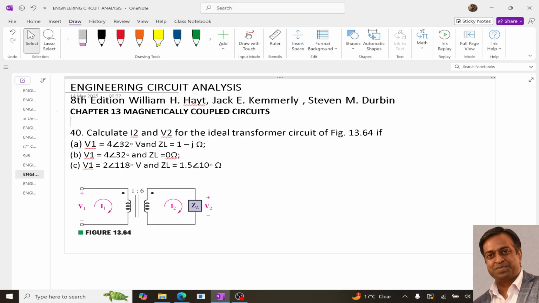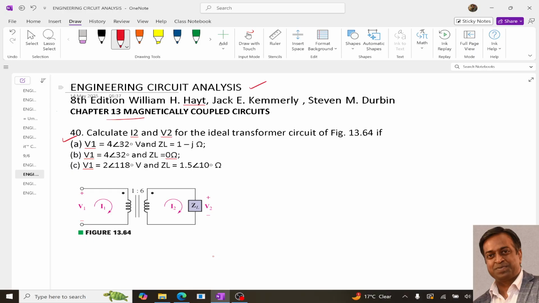Hello guys, in this video I am going to explain the solution of question number 40 of chapter 13 from the book Engineering Circuit Analysis by Hayt, Kemmerly and Durbin. The question says that we need to determine this I2 and V2, this current and this voltage, for the ideal transformer circuit shown here. There are three cases A, B and C, and in the first case V1 and ZL are given and we need to determine I2 and V2.